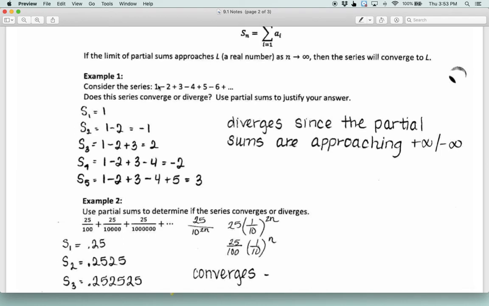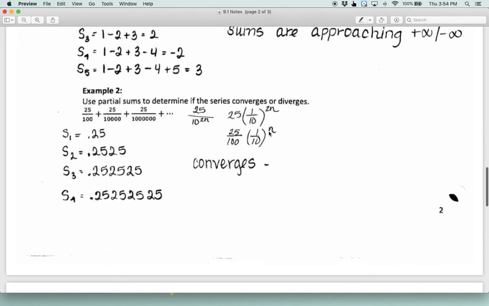The first sum would just be the first term, 1. The second partial sum would be 1 minus 2, which is negative 1. The third partial sum, 1 minus 2 plus 3, which is 2. And if we keep on going, we see that we go from 1 to negative 1, 2 to negative 2, 3 to probably negative 3, 4 to probably negative 4. So the partial sums are approaching either positive infinity or negative infinity. It's like their values are oscillating. So here we can make the assumption that the series diverges.